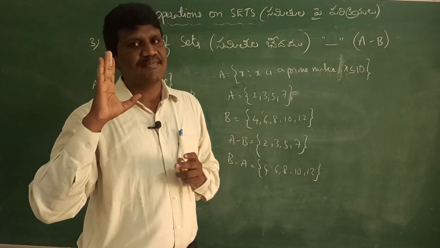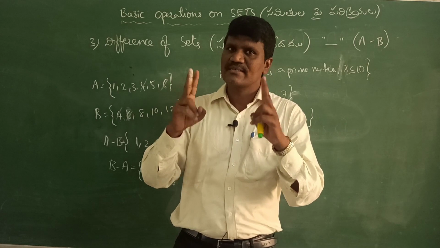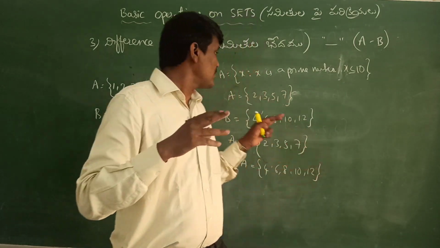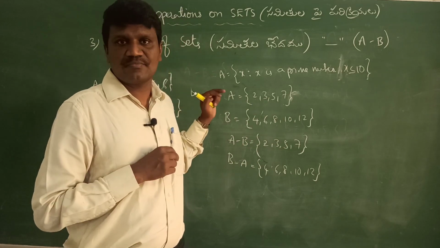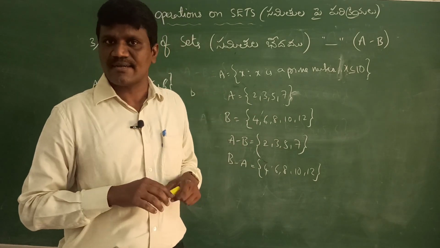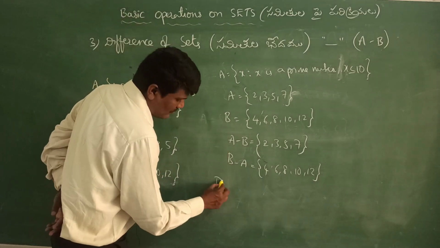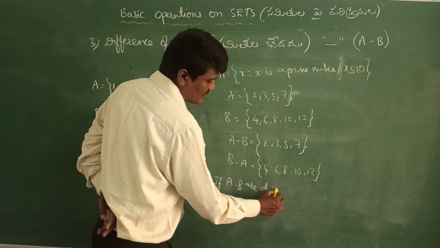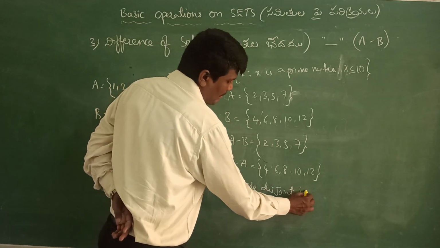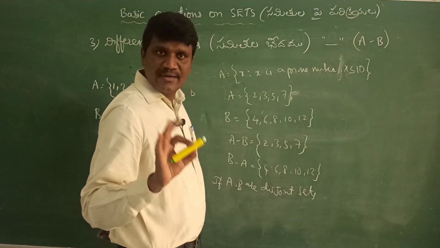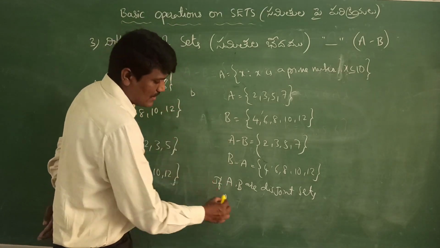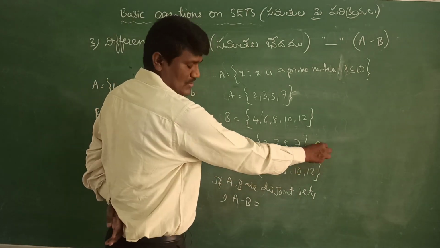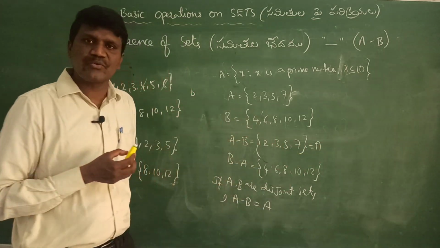So disjoint sets అని మీకు కండిషన్ ఇస్తాడు. If two sets are disjoint sets, then what is the difference of those sets? So disjoint sets అన్నప్పుడు there is no common elements, then we call it as a disjoint set, right? So if A and B are disjoint sets, then first what is A minus B? A minus B ఏమొచ్చింది మనకి? A నే వచ్చింది. So A minus B is equal to A.